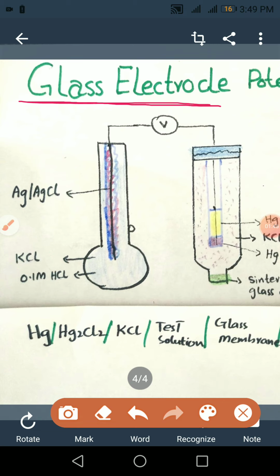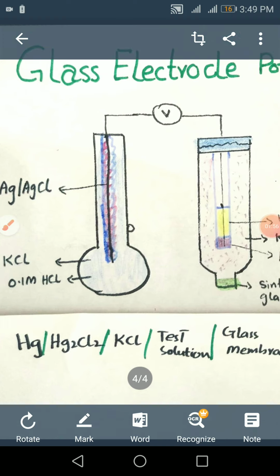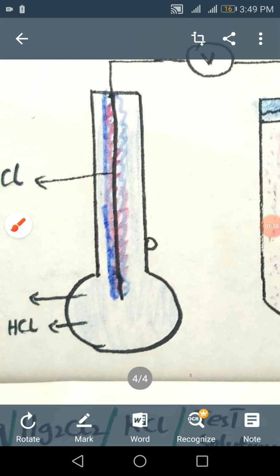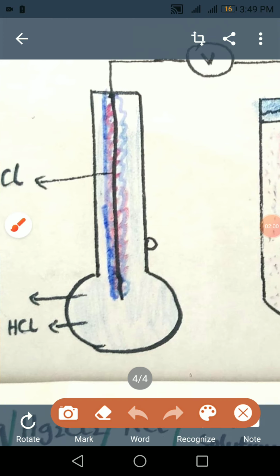Right now, how is it used to measure the H plus concentration? So when a glass electrode is placed in an unknown solution containing H plus concentration, the H plus concentration on both sides of the membrane is absorbed on this membrane.